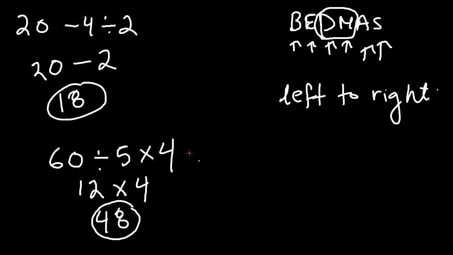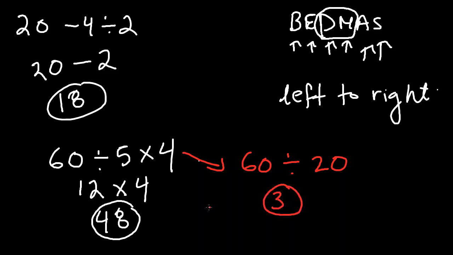So just one thing to note. Let's say we didn't follow the proper rules of BEDMAS, and we did it from right to left instead of left to right. What would that give us? So instead of performing 60 divided by 5, we did 5 times 4 first. That would give us 20. So that would give us 60 divided by 20, and 60 divided by 20 is 3. So notice how these two answers are completely different, right? If you did not follow the correct rules of BEDMAS, you would get 3, when in fact the correct answer is actually 48, according to BEDMAS.